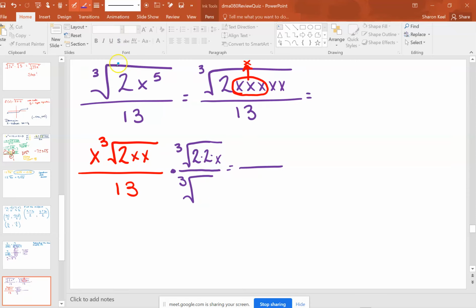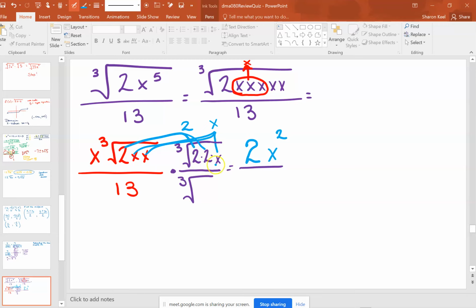So let's think about what I just said here. I have 1, 2, 3 2's. That means my 2 comes out. I have 1, 2, 3 x's. That means my x comes out. So now in the numerator, my 2 came out. This x came out. I had already pulled out another x, so that's 2x squared.